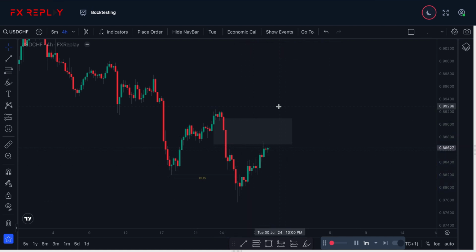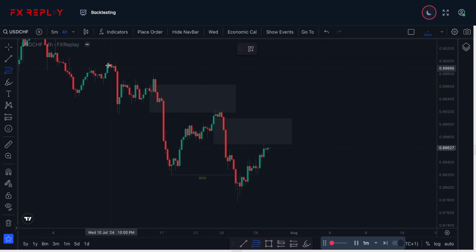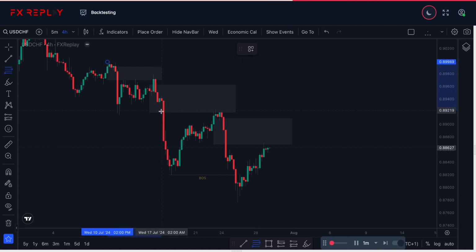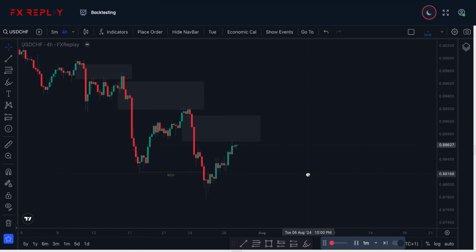I love this zone so much in my Fibonacci because it has a very high tendency to reverse price. You can see from even here, when we had this break of structure, price pulled back up to the Fibonacci and reversed from there. Even here too, price pulled back up to the Fibonacci and reversed from there.